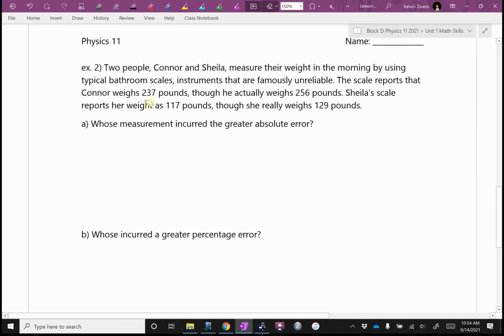The scale reports that Connor weighs 237 pounds, although he actually weighs 256 pounds. Sheila's scale reports her weight as 117 pounds, although she actually weighs 129 pounds. A says, whose measurement incurred the greater absolute error? I think I'm going to do 3 things here. I'm going to find the absolute error for Connor, I'm going to find the absolute error for Sheila, and then I'm going to say which one's bigger.